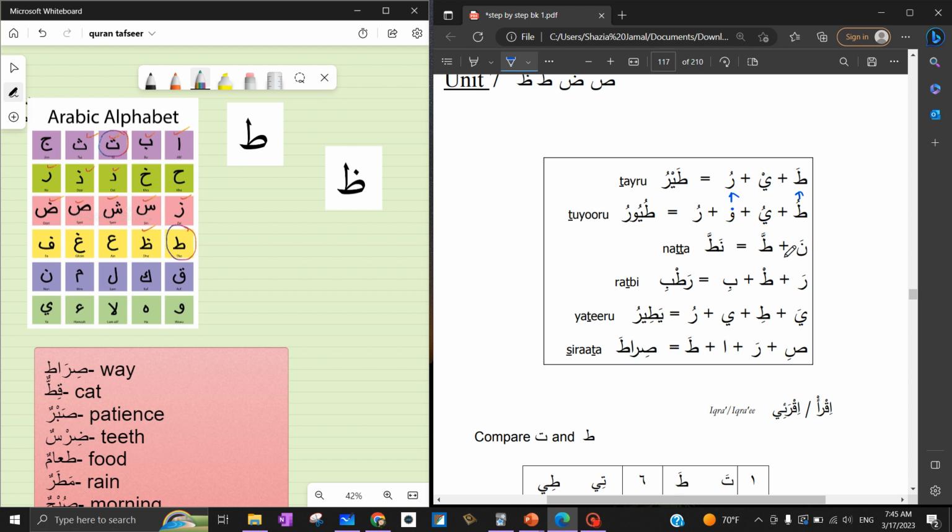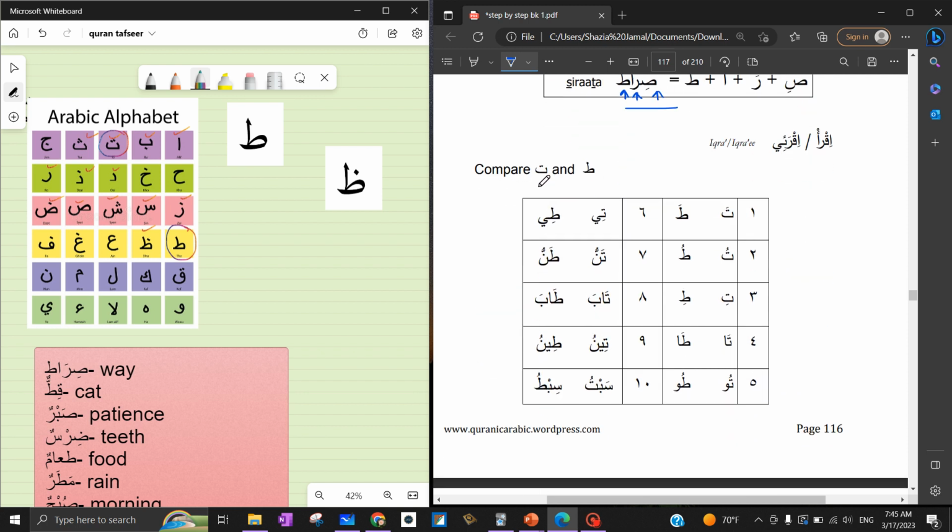Noon fatha ta, naq, and then ta fatha, naqta. Ra ta, rat, bi. Ya ta ya, yatiru. Yatiru means to fly. And sad, ra, sira, ra alif, sirata. So this is a heavy. Here ra is also heavy, sad is also heavy. So in this word, three letters are heavy: sirata. This is how you pronounce the letters in Arabic.